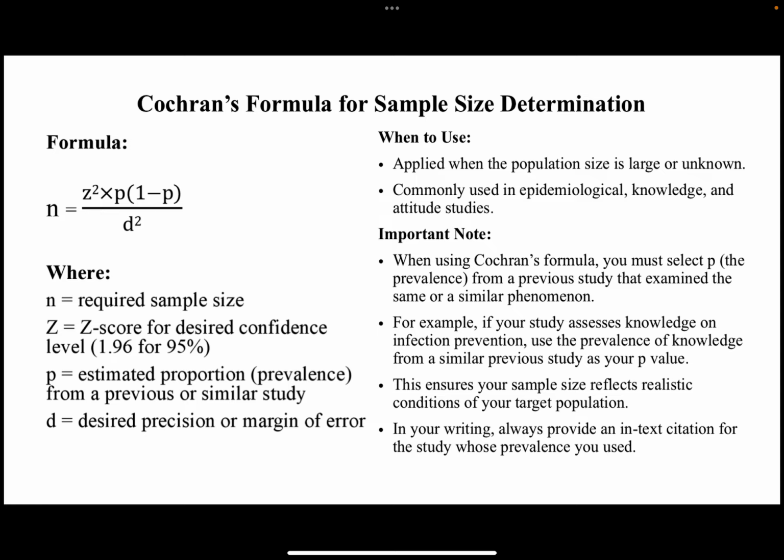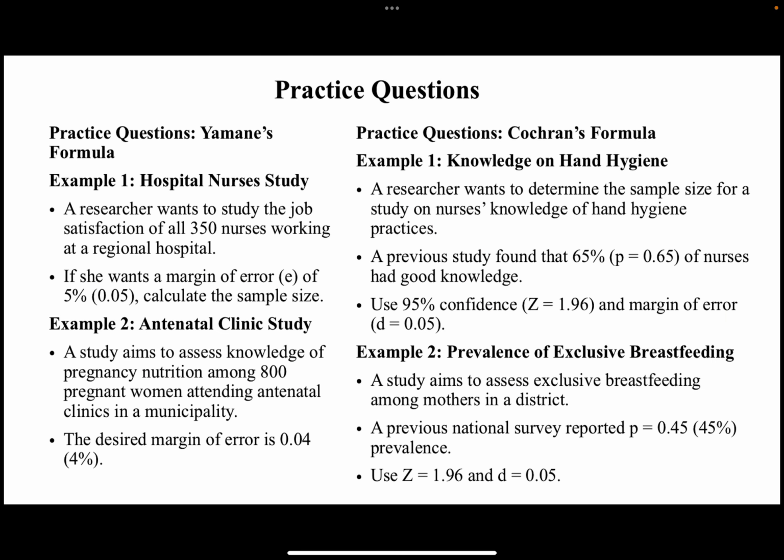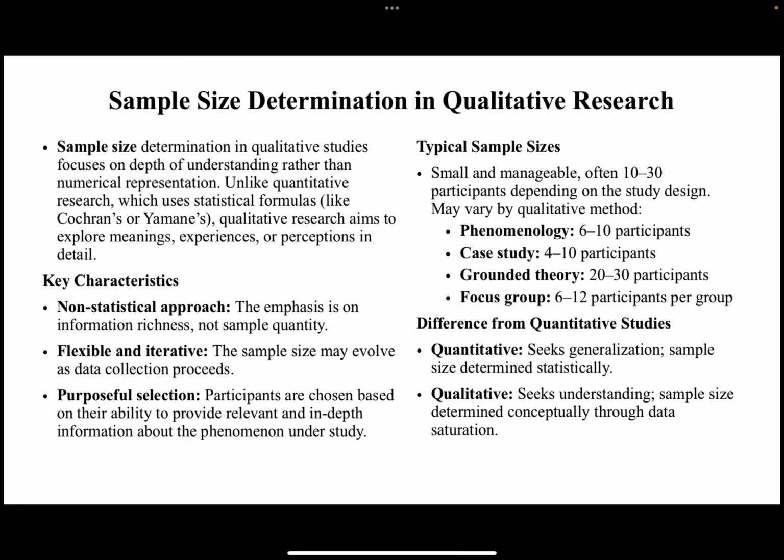Okay, what is the formula? Small n is equal to z squared times p times (1 minus p), all over d squared, where small n is the required sample size. Z is the z-score for the desired confidence level, commonly 1.96 for a 95% confidence level. P is the estimated proportion, the prevalence from a previous or similar study. D is the desired precision or margin of error. All right, so that is it for sample size determination.